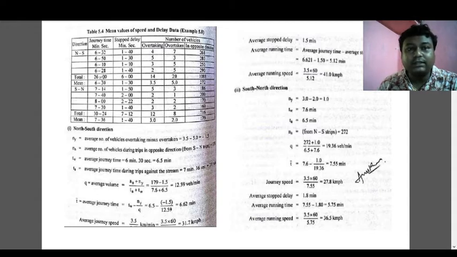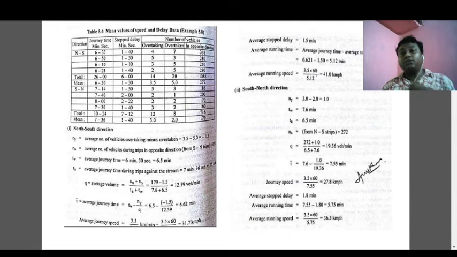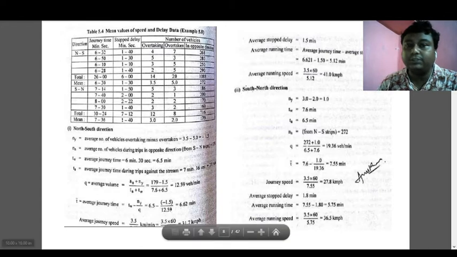So this is the journey time. So average journey time minus your 1.5 minutes is the total delay. 1.5 minute means 1 minute 30 seconds, they have converted it into minutes. So this is your total running time, and you know the distance. From that you can find out your running speed. So this is the process for calculation of your journey speed and the running speed.